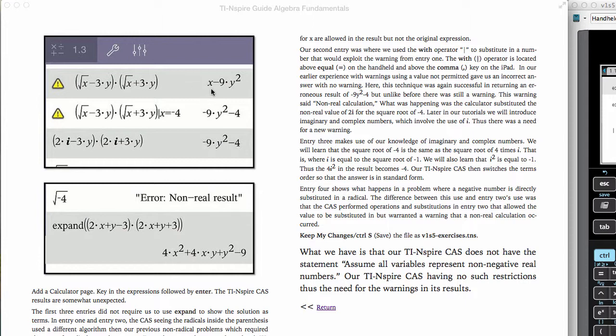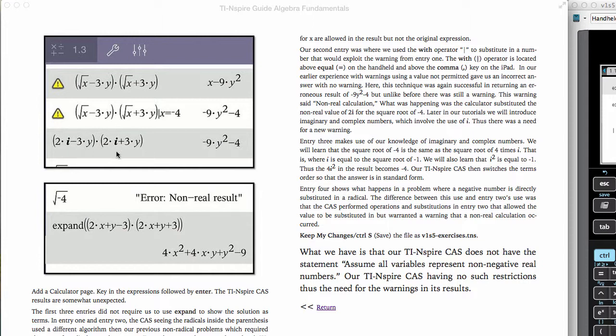If we go over to our calculator, we can look at what they call imaginary numbers, and we'll take a look at that in a second. So if we input into our calculator 2i minus 3y times 2i plus 3y, it gives us this answer. So what our calculator is doing with problems like this is working them out with complex numbers.